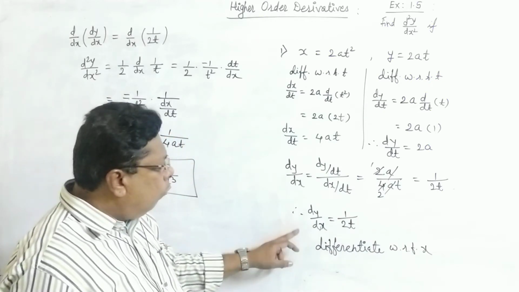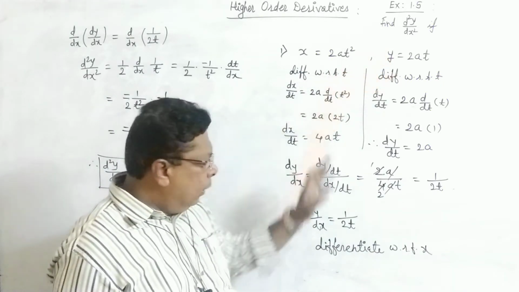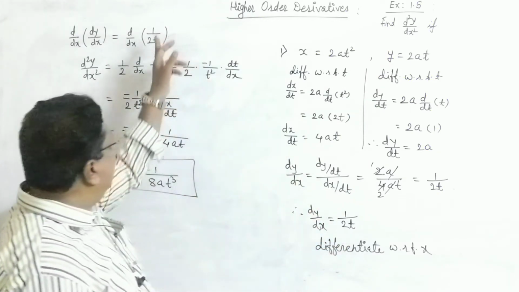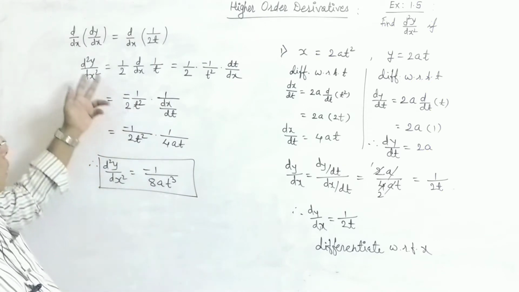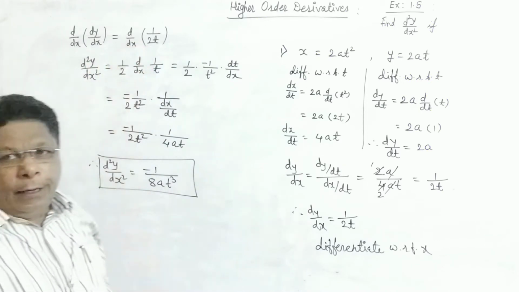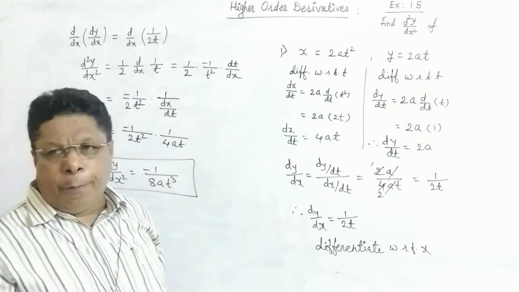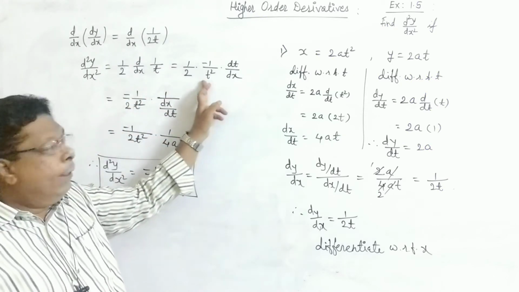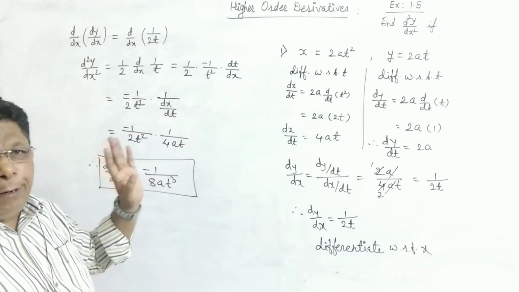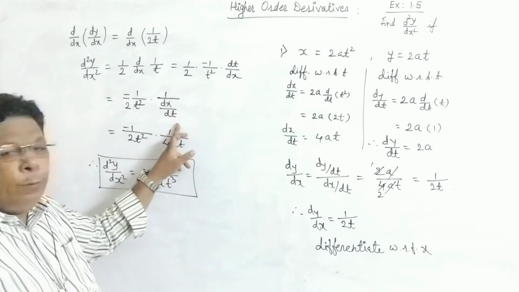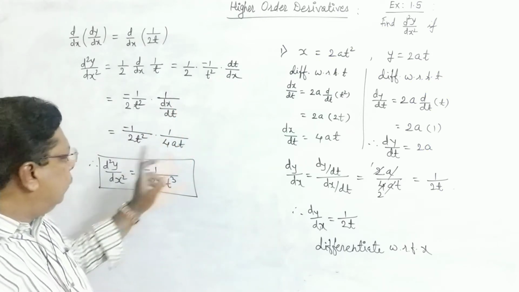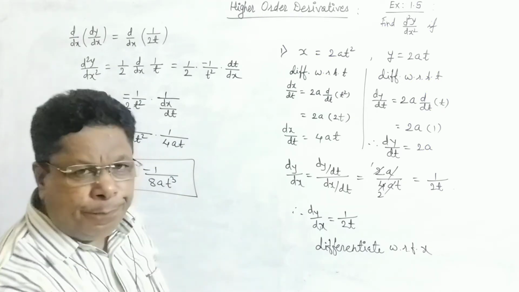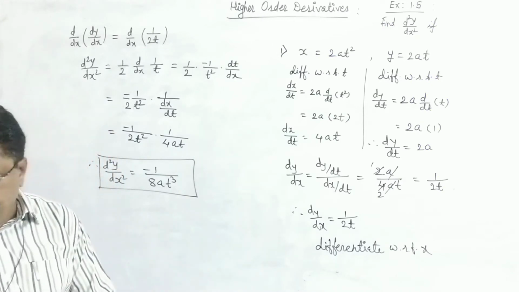But we have to find d square y by dx square. So here the required dy by dx is 1 upon 2t. So again differentiate with respect to x. Now here we are using the formula: derivative of 1 upon x is minus 1 upon x square. Therefore we will get the derivative of 1 upon t is minus 1 upon t square into the derivative of t with respect to x, which is dt by dx, which can be written as 1 upon dx by dt. Substitute the values, and you will get the required d square y by dx square. Isn't it? Okay, now we take the next one.